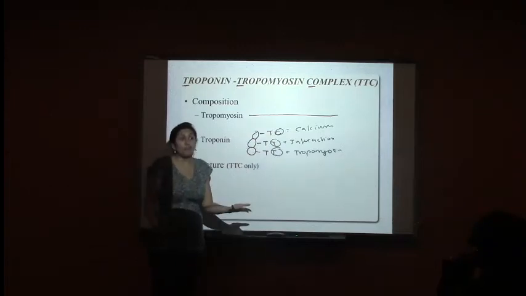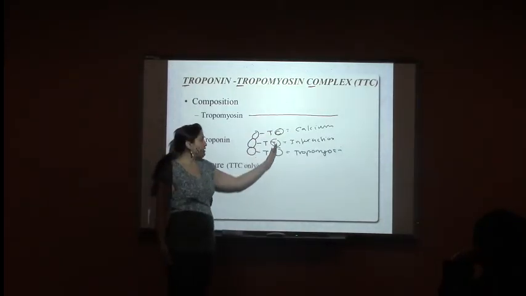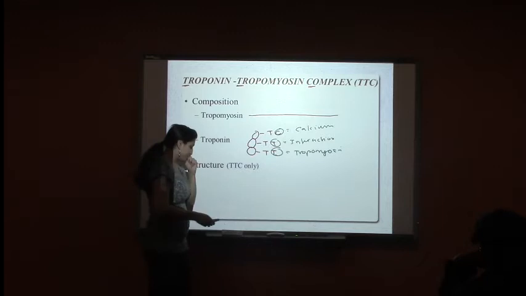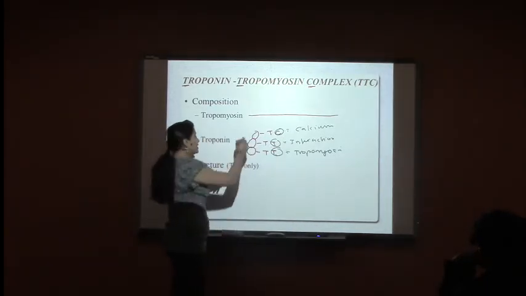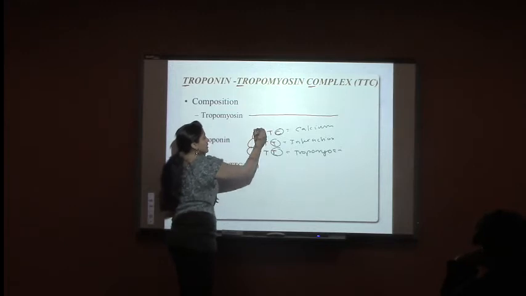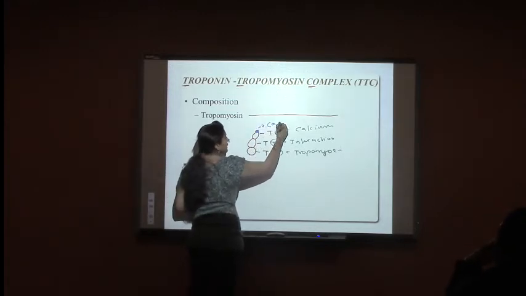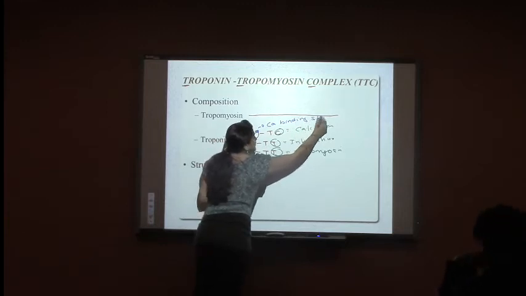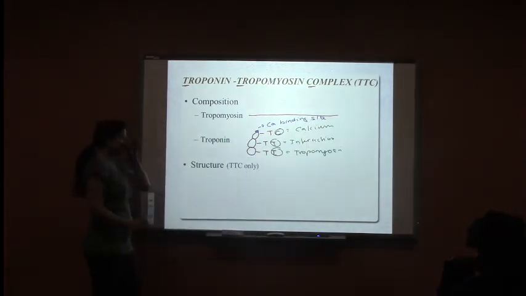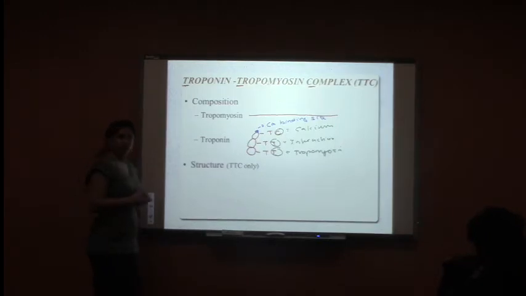for what it is. It's a troponin. The second one tells you its function, because this TC one right here has a calcium binding site. Does that make sense?